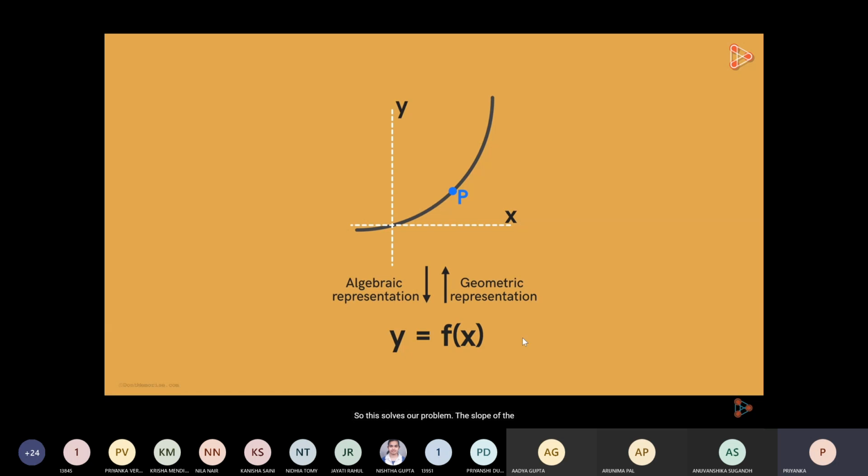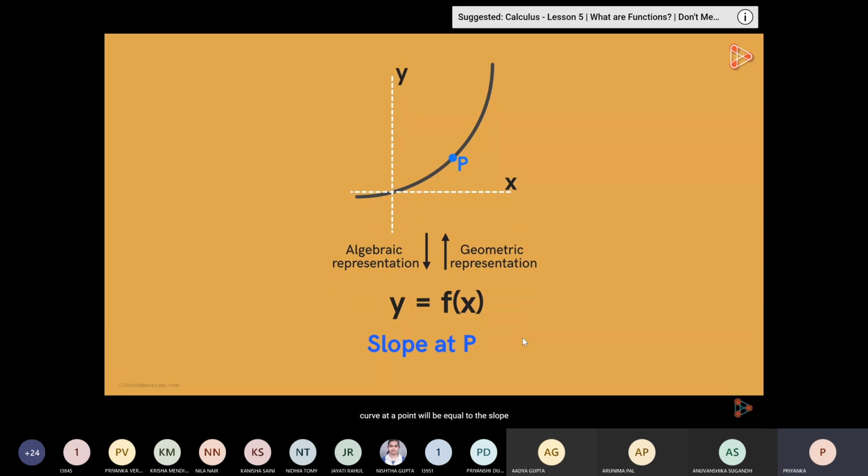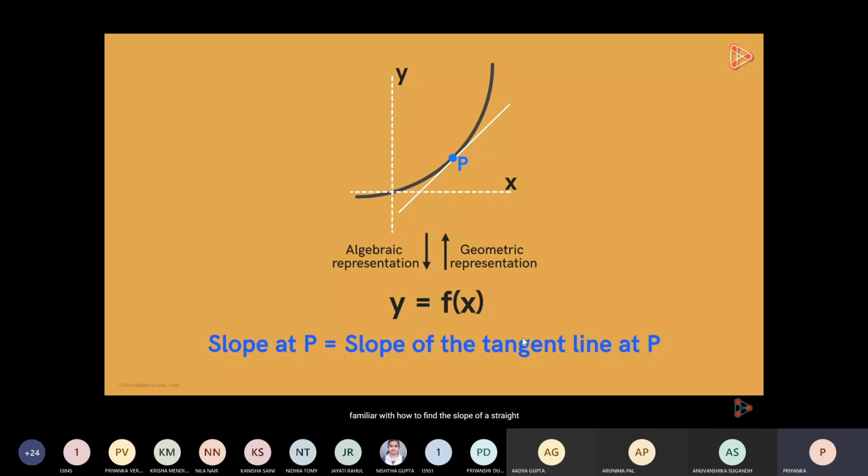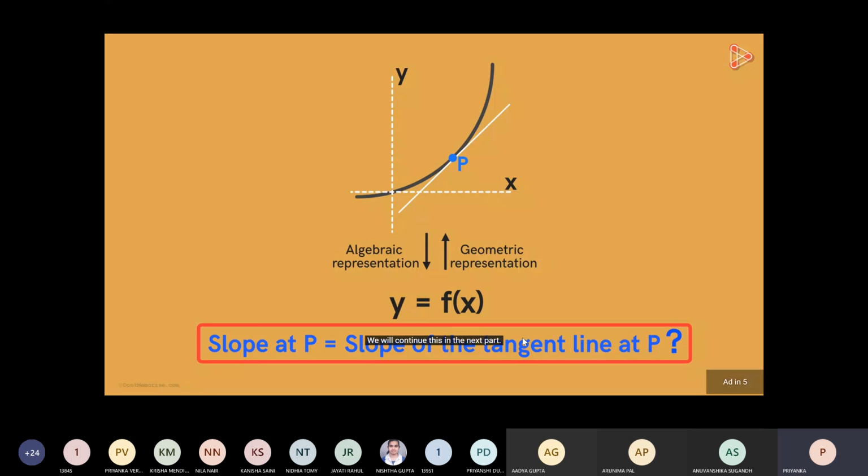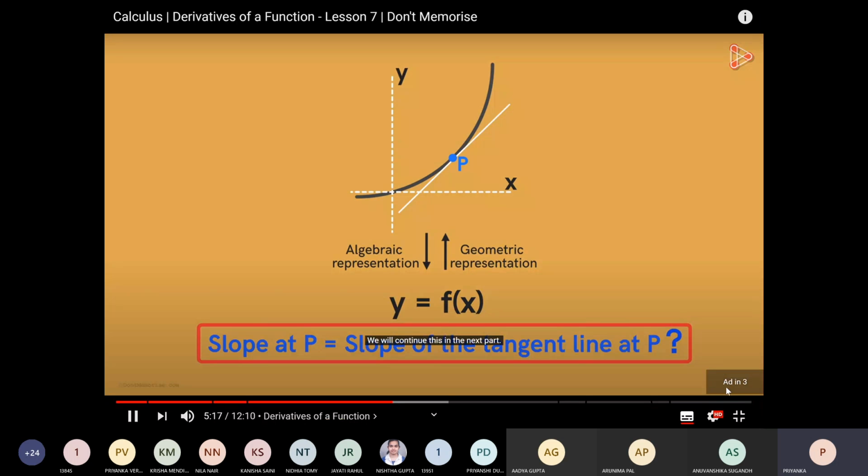So this solves our problem. The slope of the curve at a point will be equal to the slope of the tangent line at that point. And we are familiar with how to find the slope of a straight line. So how do we find the slope of the tangent line at this point? We will continue this in the next part.